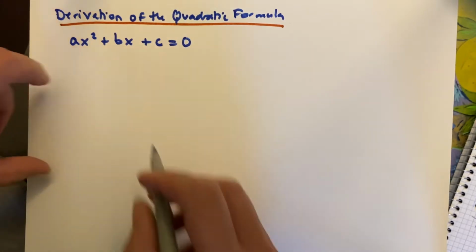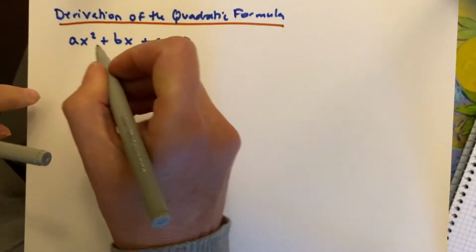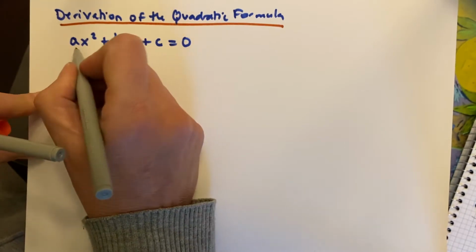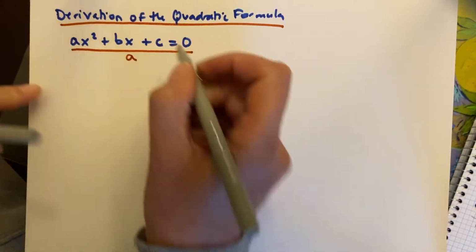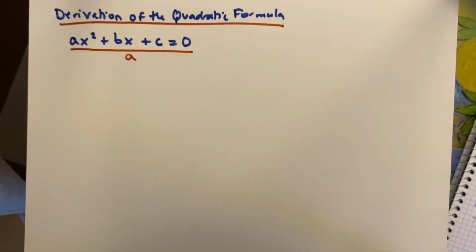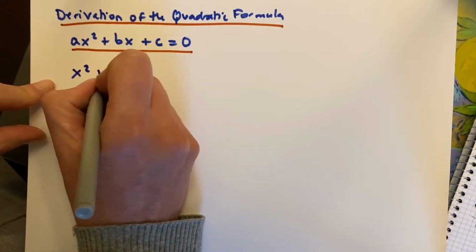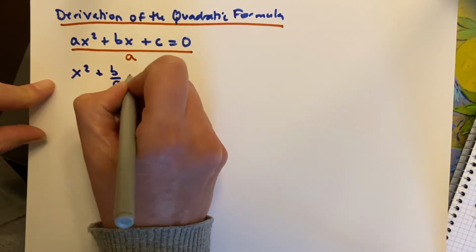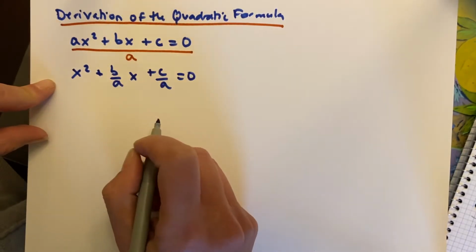The first step is divide everything by a, because if you'll remember, I need to have just an x here. I need x squared with a coefficient of 1. So everything has to be divided by a. And when I do that, I get x squared plus b over a x plus c over a equals 0.